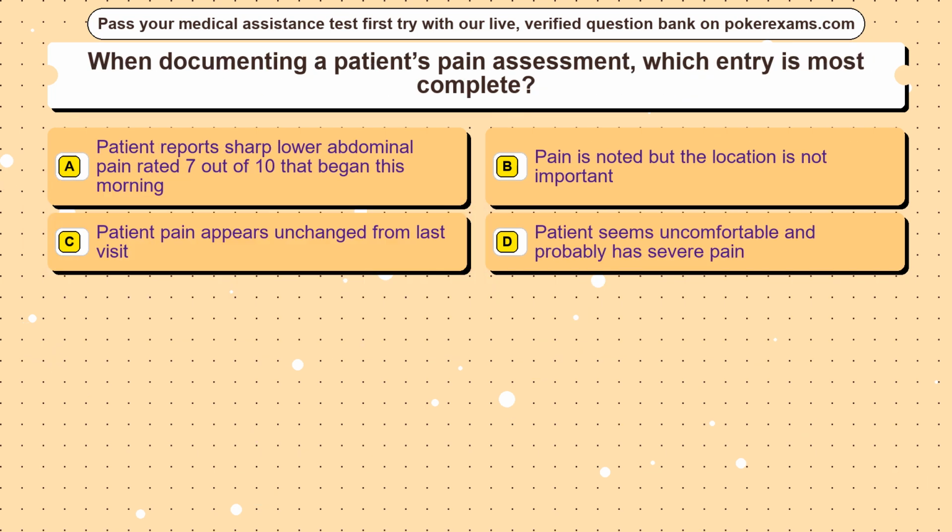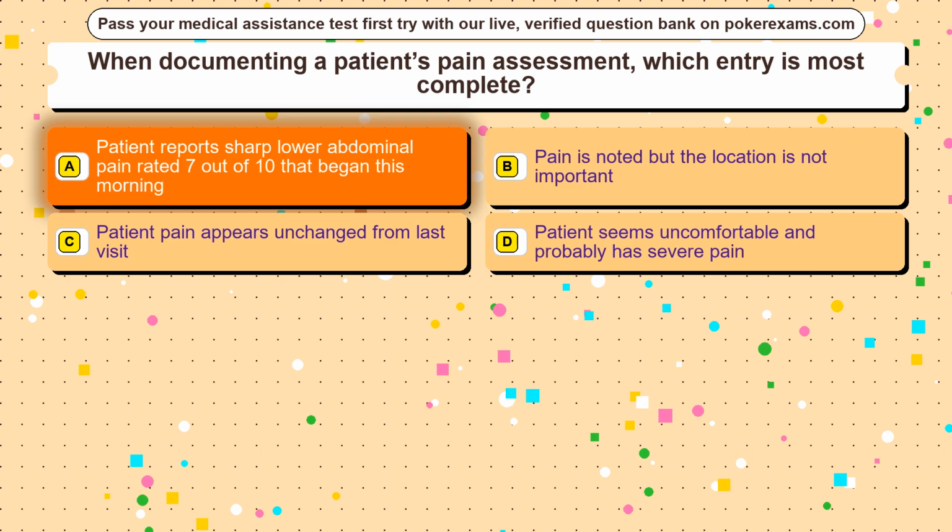Question 57. When documenting a patient's pain assessment, which entry is most complete? Option A, patient reports sharp lower abdominal pain rated 7 out of 10 that began this morning. Option B, pain is noted but the location is not important. Option C, patient pain appears unchanged from last visit. Option D, patient seems uncomfortable and probably has severe pain.